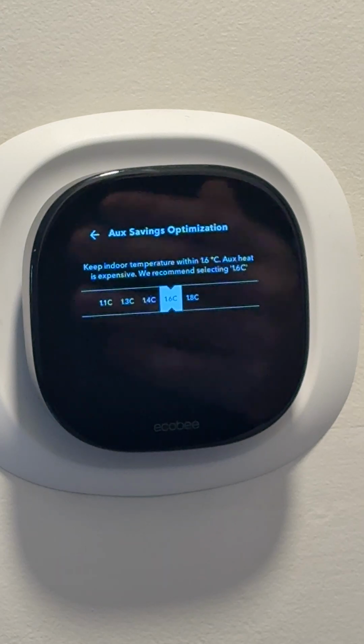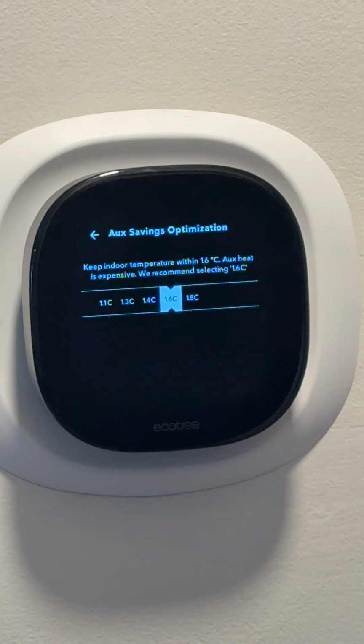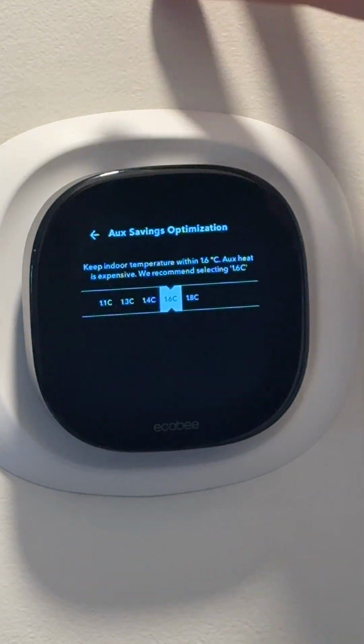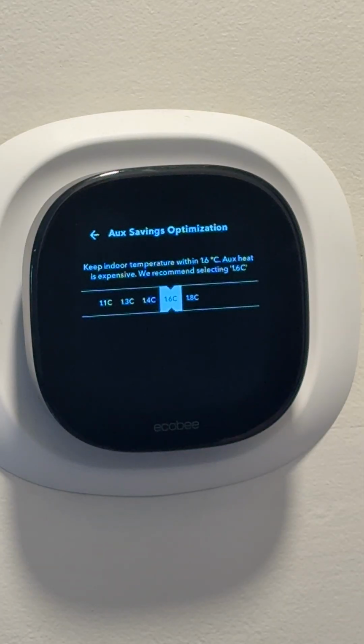Therefore, we want to set up the things, so we'll just start with this one, not to make it too complicated. 1.6 I find nice because we still want to use our heat pump to keep our energy costs low, but also to decrease our carbon footprint. So if we were to turn up the temperature 2 degrees, that's the only time the gas furnace is going to turn on.